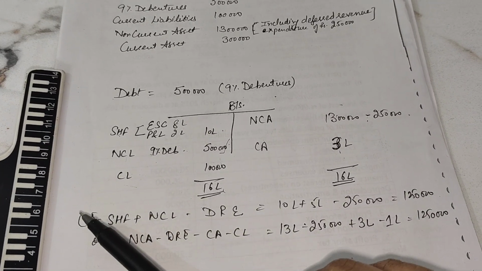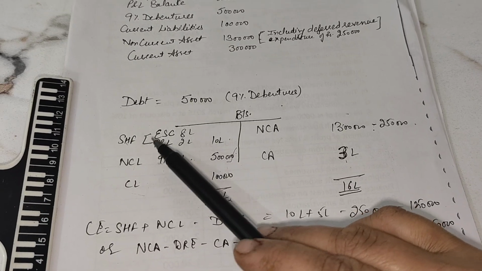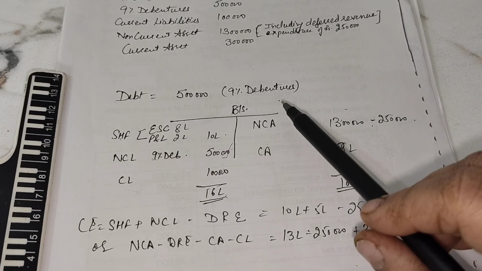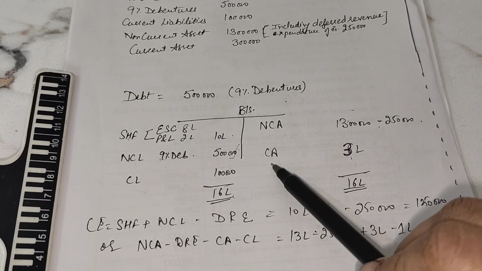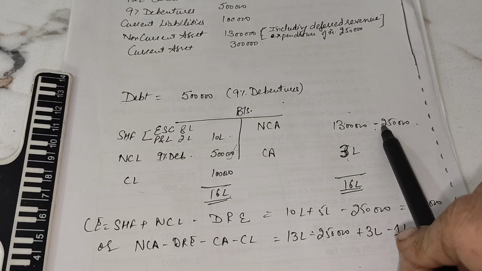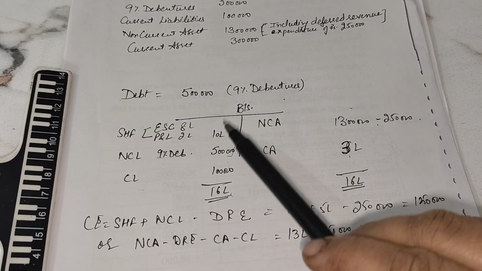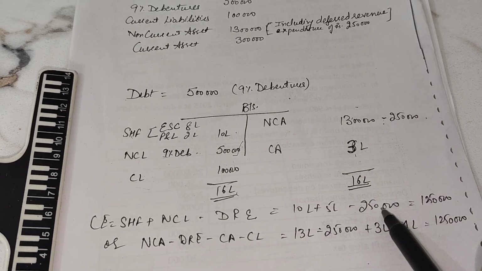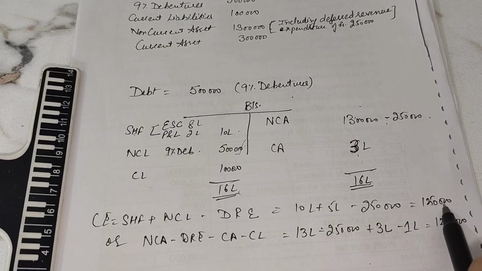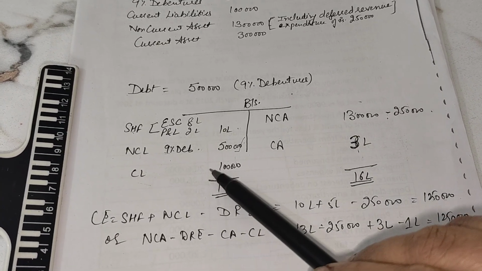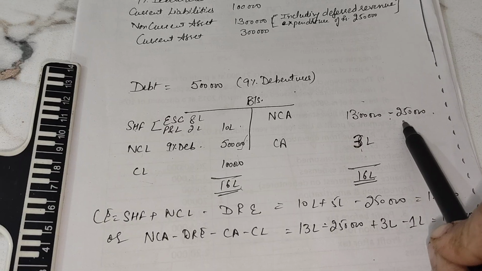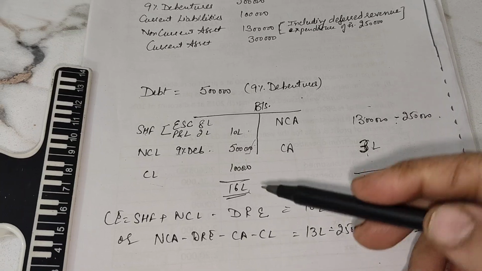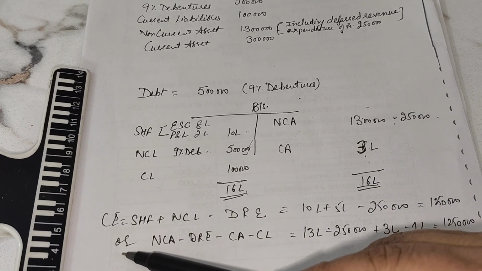So for the calculation of capital employed, we have shareholder funds plus NCL minus deferred revenue expenditure. If we start from the asset side, we have NCA plus CA minus CL minus deferred revenue expenditure. Okay, so we got a value. If we start from here, this is 15 lakh minus 2 lakh 50,000, a total value of 12 lakh 50,000. And if we start from the asset side again, this 13 lakh subtracted with 2 lakh 50,000 plus 3 lakh minus this 1 lakh will give you a value of 12 lakh 50,000. You can make use of any of these methods.